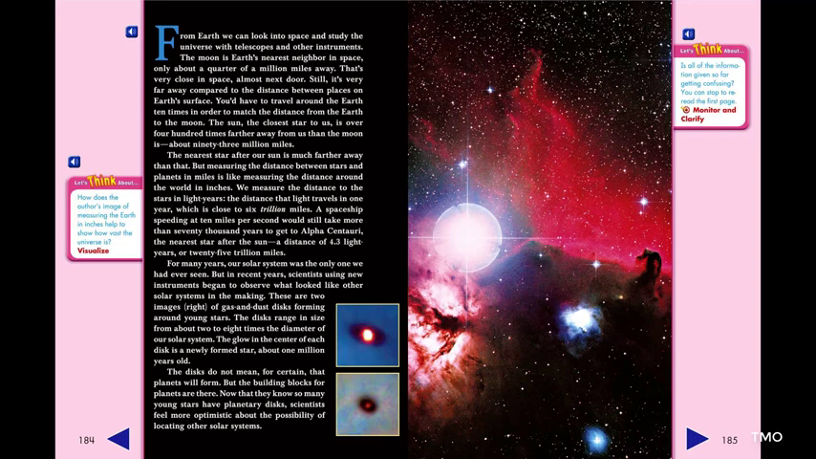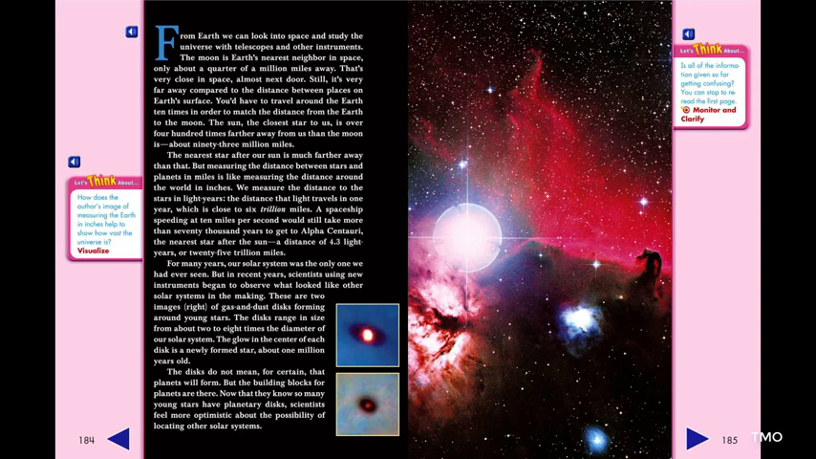For many years, our solar system was the only one we had ever seen. But in recent years, scientists using new instruments began to observe what looked like other solar systems in the making. These are two images, right, of gas and dust disks forming around young stars. The disks range in size from about 2 to 8 times the diameter of our solar system. The glow in the center of each disk is a newly formed star, about 1 million years old. The disks do not mean, for certain, that planets will form, but the building blocks for planets are there.